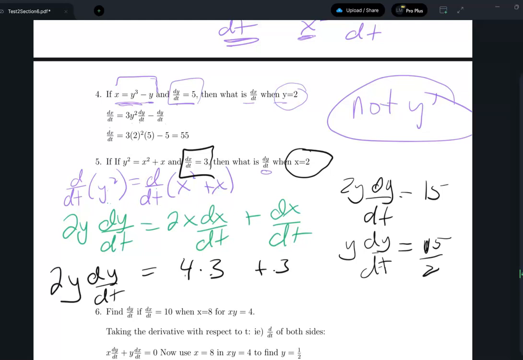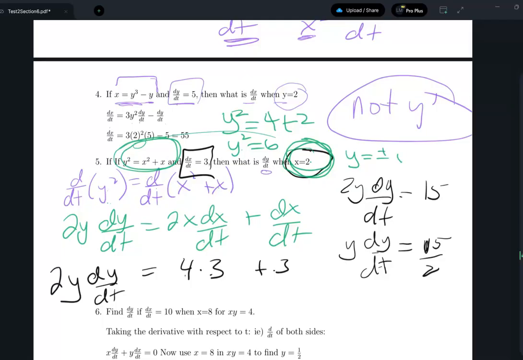How am I going to find y? Think about it. Don't I have x equal 2? And don't I have the function? Oh, I do. So couldn't I say y squared is equal to 4 plus 2? So y squared is equal to 6. And then I could say y is equal to plus or minus root 6, right?